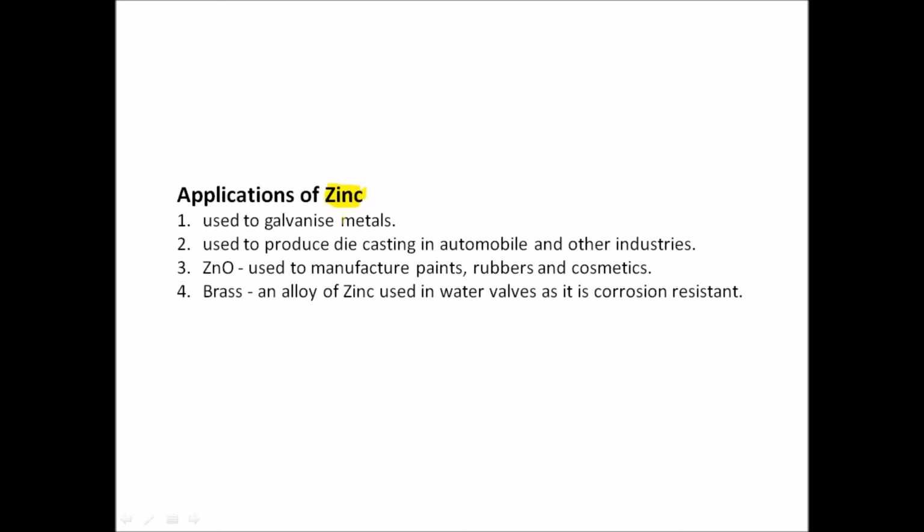Metallic zinc is used in galvanizing metals. Now, what is galvanizing? Galvanizing is a method to protect iron and steel and other metals from rusting and corrosion. Zinc is also used to produce die casting in automobiles and other industries. Zinc oxide is used in the manufacture of paints, rubbers and cosmetics. Brass is an alloy of zinc which is used in water valves as it is corrosion resistant.